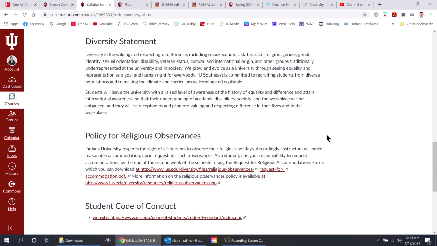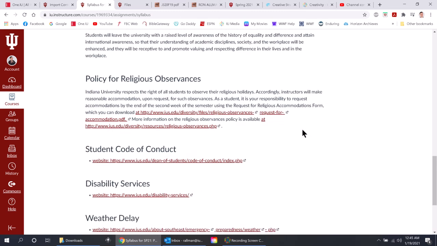So, all right, diversity. Of course, we're all for diversity at IU Southeast and in the whole IU system. We will not tolerate any discrimination of any kind, and we also promote diversity not only of people but of thoughts and ideas. So this is one of these great courses where you can have diverse, strange, out there, creative ideas.